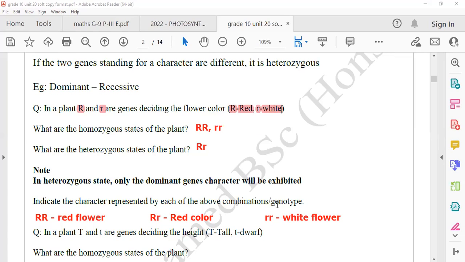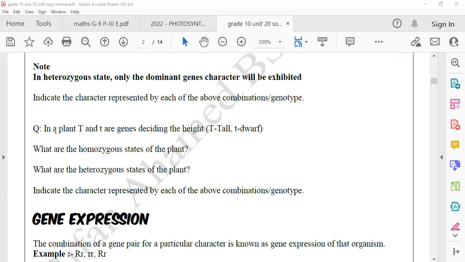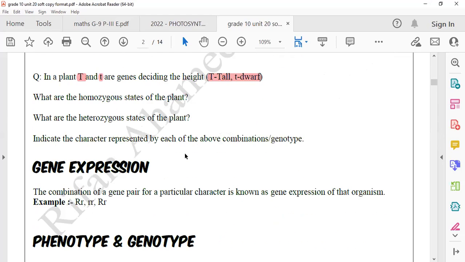Have you completed it? Yes, sir. Right. A similar one. There's a plant. There are two genes in it: capital T gene and simple t gene. Capital T stands for tall. Simple t stands for dwarf.